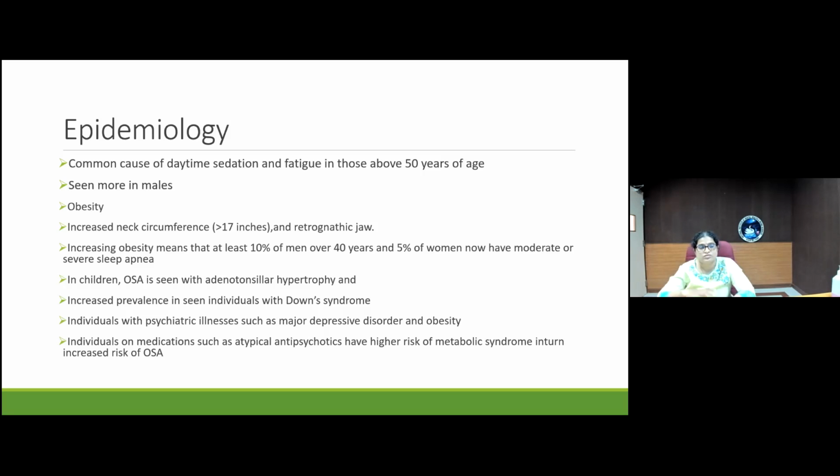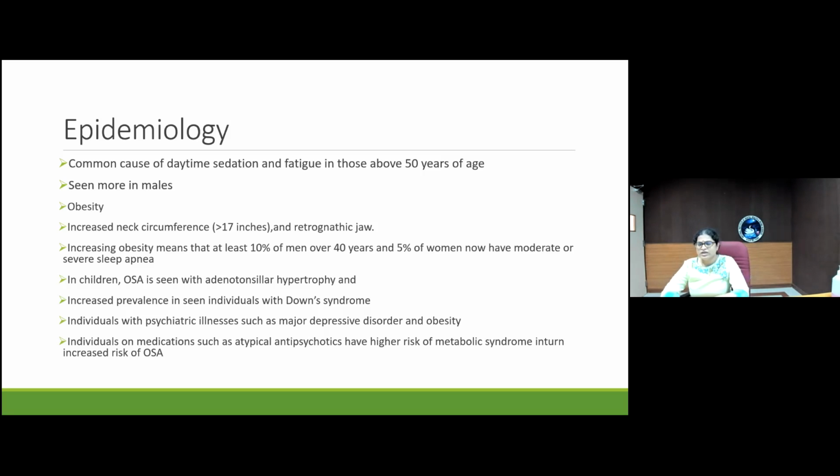In children too, obstructive sleep apnea can be seen, especially when they have conditions such as adenotonsillar hypertrophy, and in children with Down syndrome. They can present with OSA very early on in their life. This can be due to structural issues, dysmorphic features such as short neck, and also due to hypotonic muscles.